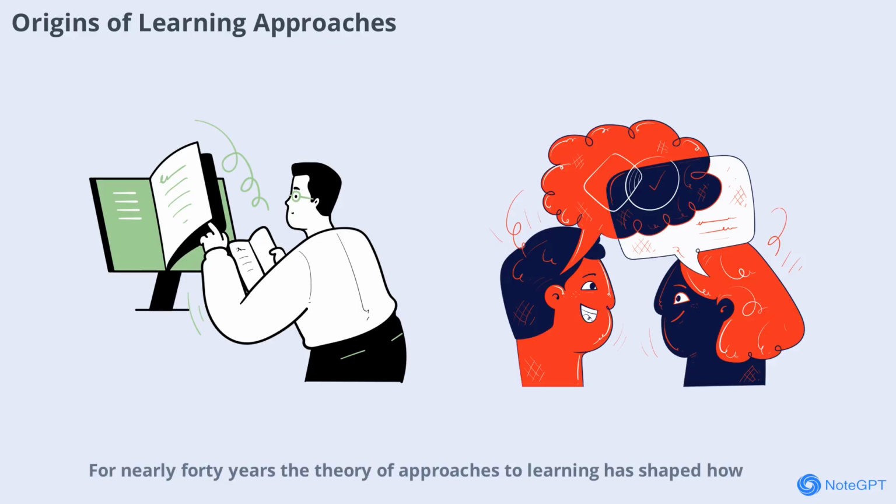For nearly 40 years, the theory of approaches to learning has shaped how educators and researchers understand student learning in higher education. This theory explores how students' conceptions of learning, their perceptions of the learning environment, and the strategies they use, known as approaches, interact to influence educational outcomes.